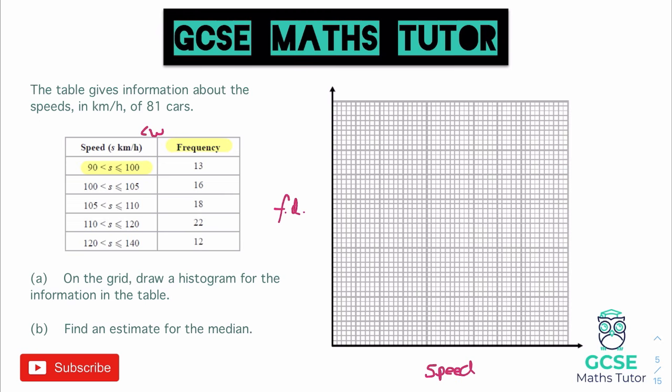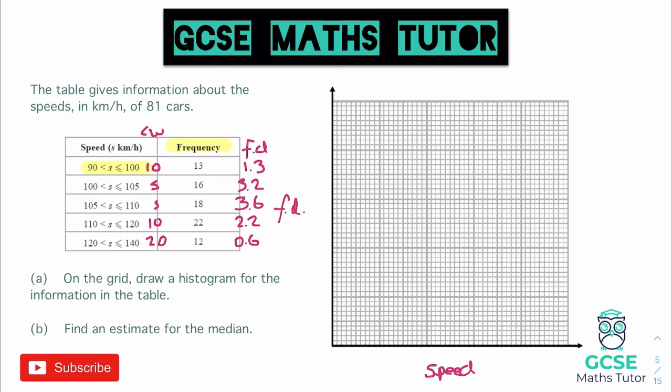So from 90 to 100, that width is 10. From 100 to 105, that's 5. 105 to 110 is 5 again. Then we've got 10, and then we've got 20. So if I take the frequency and divide by the class width, we can do that on the calculator. 13 divided by 10, I'm going to label this up here for frequency density. That comes out as 1.3. For the next one, 16 divided by 5, that comes out as 3.2. 18 divided by 5 comes out as 3.6. 22 divided by 10 is 2.2. And 12 divided by 20 comes out as 0.6.